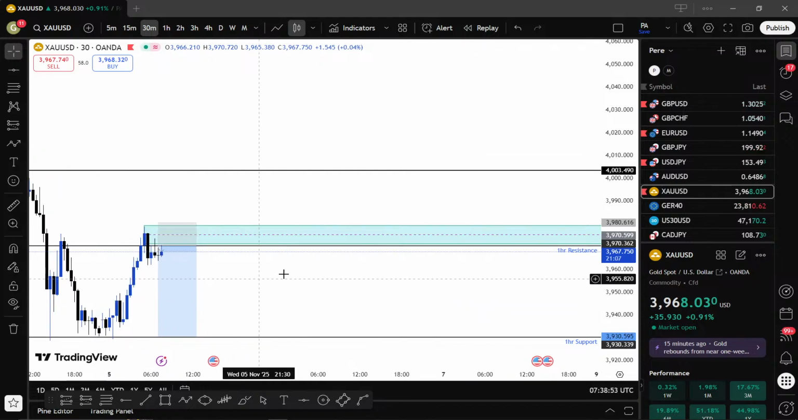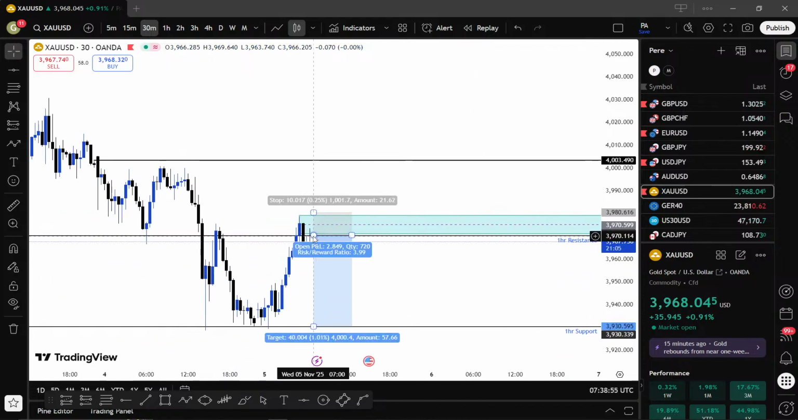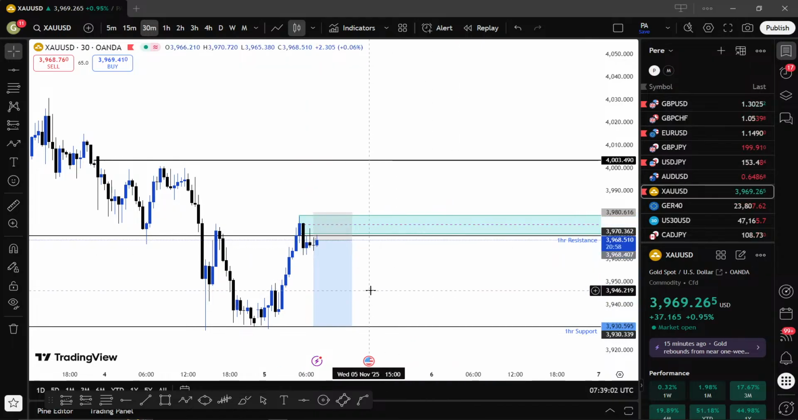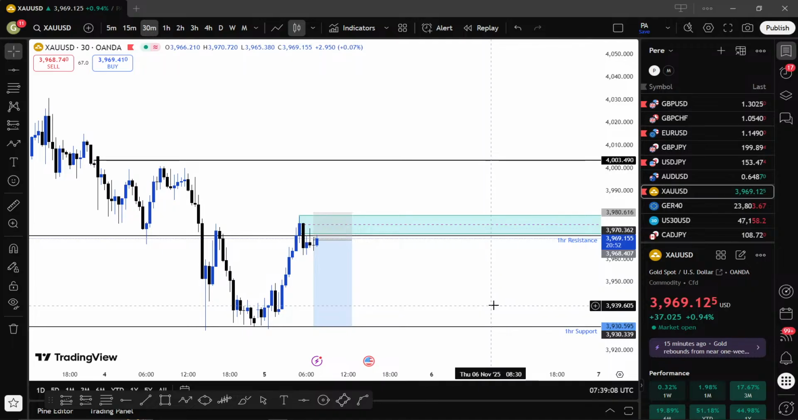Now let me just mark where I sold from. So this is basically where I sold gold from right now. So I'll be dropping the outcome of this trade in my Telegram channel. So that is it.